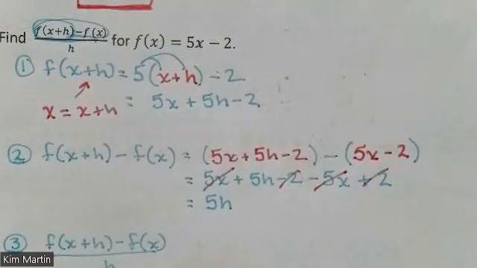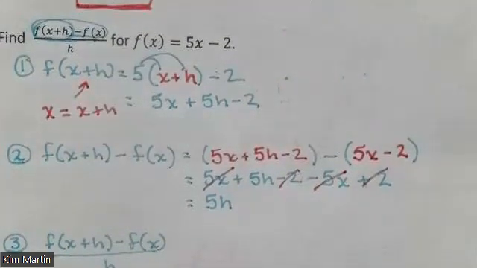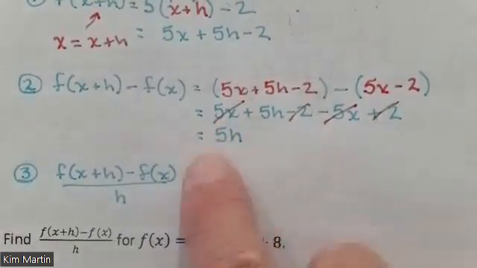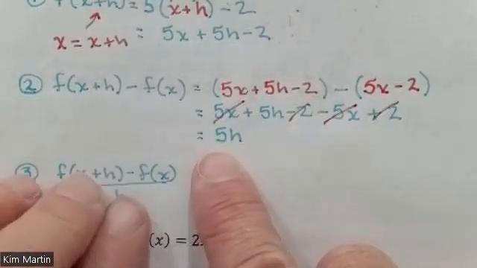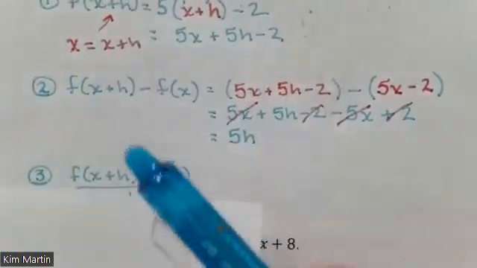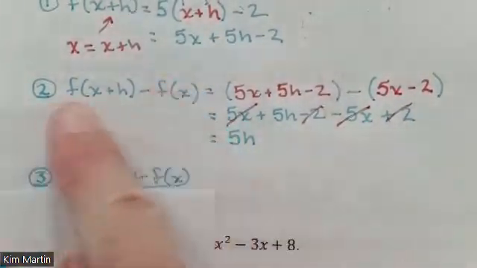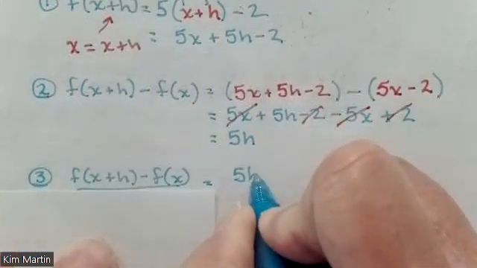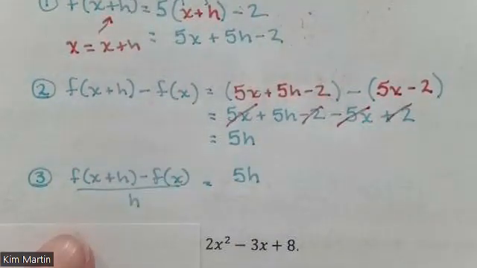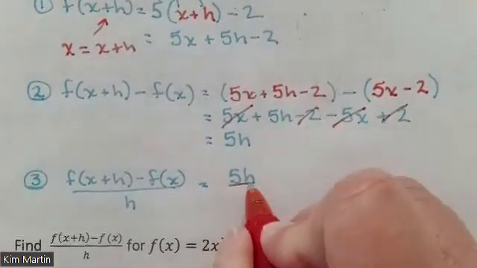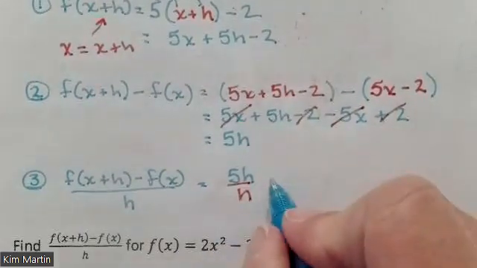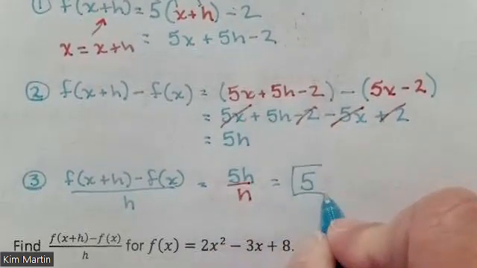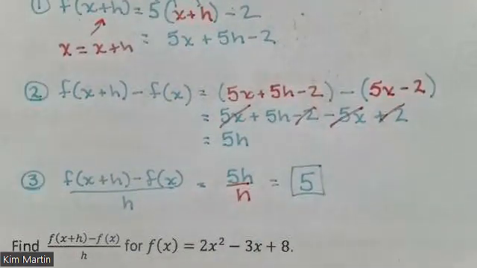Now in step 3, you're almost done. Step 3 is you take the answer from step 2, which is this whole top part, which we found to be 5h, and you divide it by h. And we get 5 for our answer. And you're done.